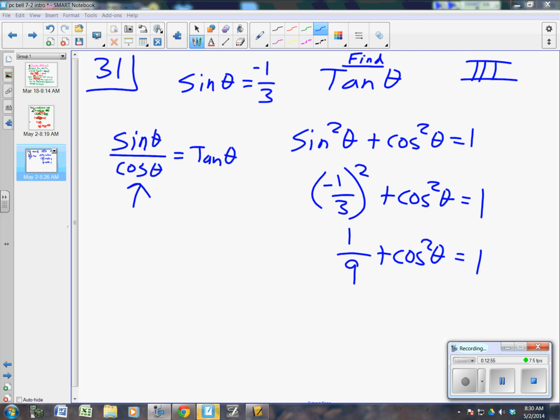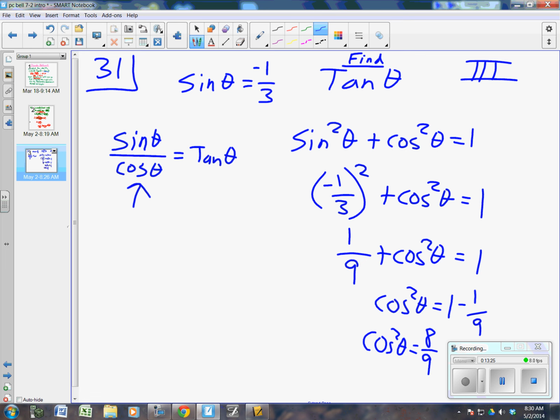Then what am I going to do? Okay, I'm going to subtract 1/9 from both sides. I get cosine squared of theta equals 1 minus 1/9. What is 1 minus 1/9? It's 8/9. Because I can change 1 to what? 9 over 9, right? So 9 minus 1 is 8, and you get 8/9. So cosine squared of theta equals 8/9.